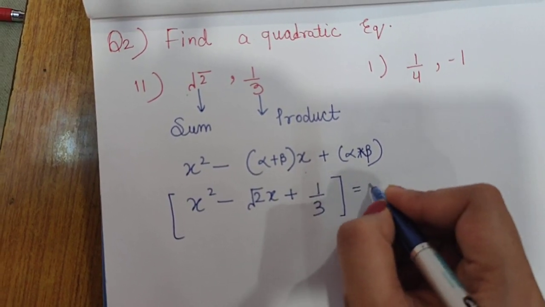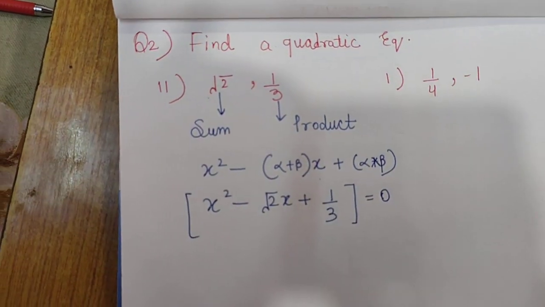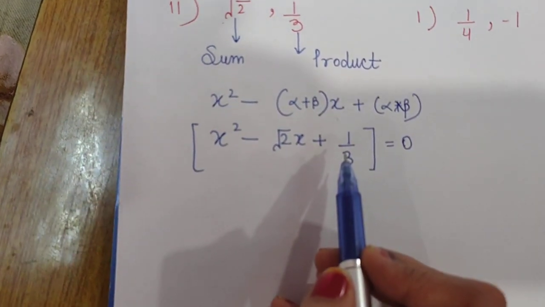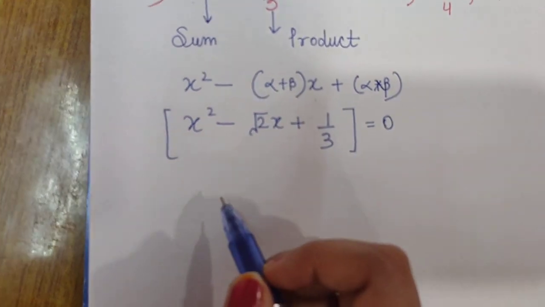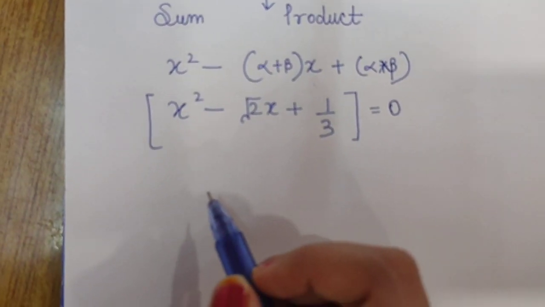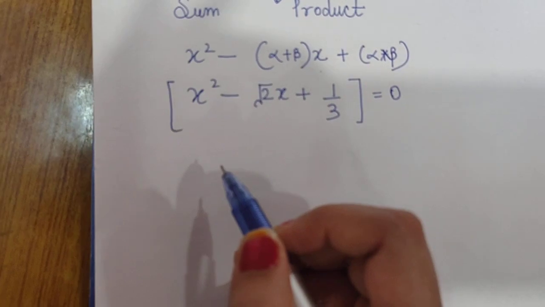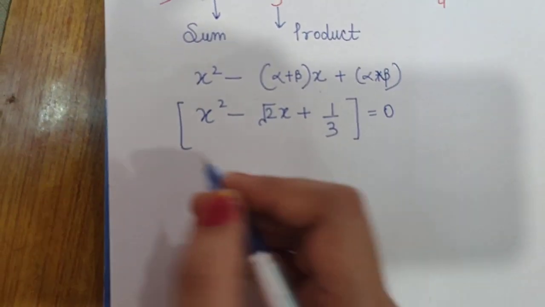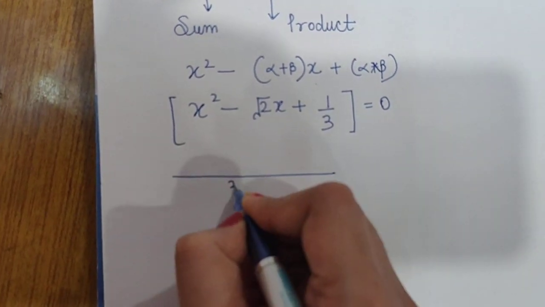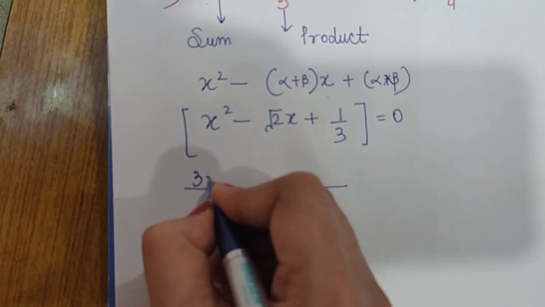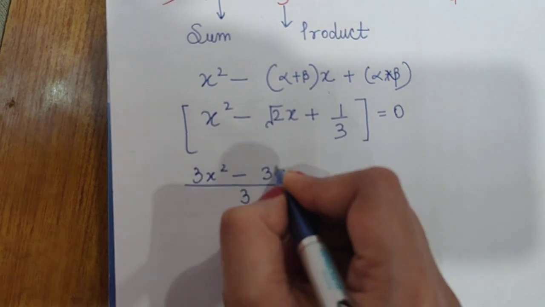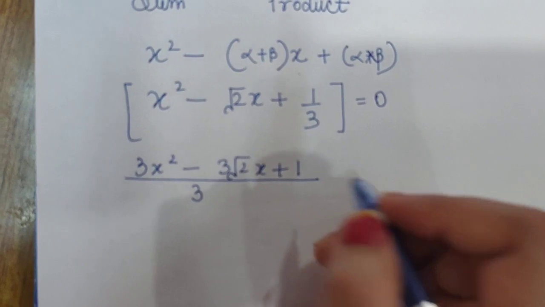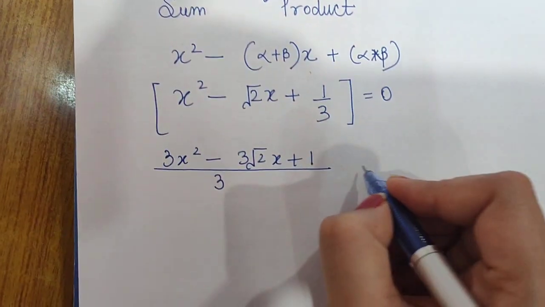Clear? Now students listen, we can give the answer of the polynomial like this also, but if we can convert the polynomial into standard form or simple form, we should. Okay, so 3 can be taken as LCM. So I am taking 3 as LCM here, so this will be 3x square, this will be 3 root 2 x, and this will be 1. I think you know the procedure of taking LCM. Okay, and equal to 0.